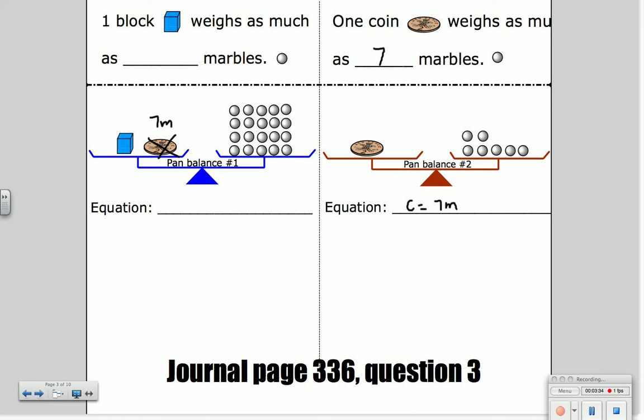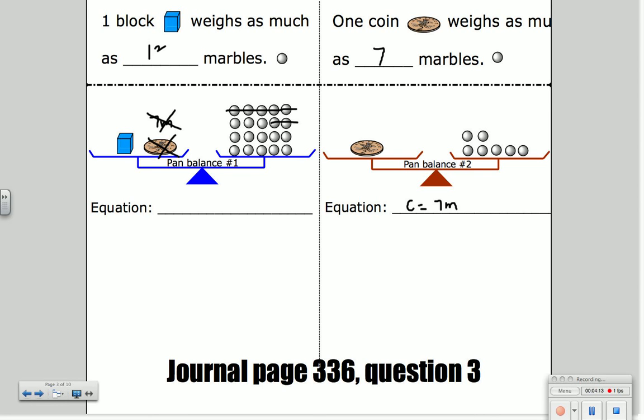But now, in order to find out how much one block weighs, here comes the easy part. Look, I have 7 marbles on this side. I'm going to get rid of 7 marbles on this side, and at the same time get rid of 7 marbles on the other side. So there's 5 marbles gone, 6, 7 gone. I took 7 off of each side, and it's still balanced because a marble weighs the same as another marble. So now I can easily find my answer. One block weighs as much as 3, 6, 9, 10, 11, 12, 13 marbles. So I fill that in.